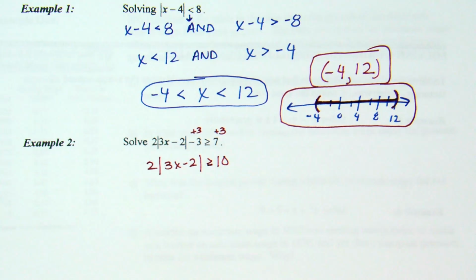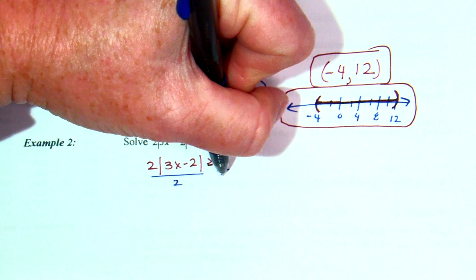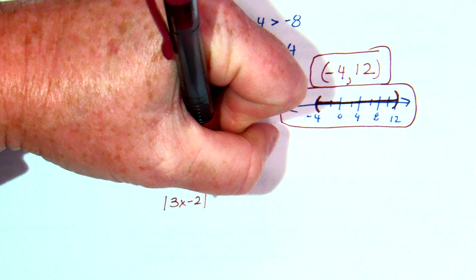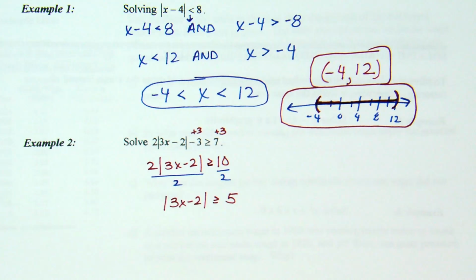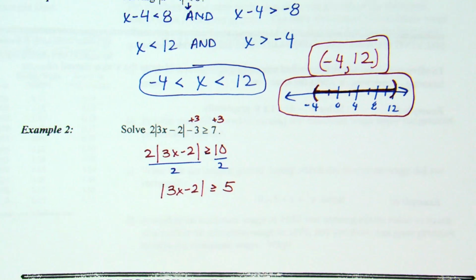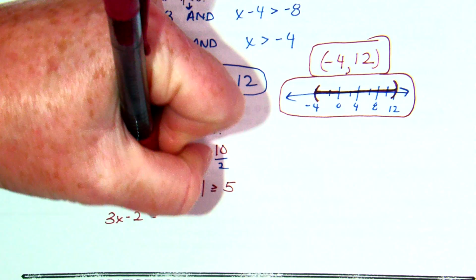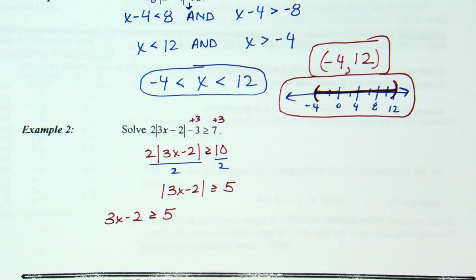Is my absolute value by itself? Not yet. What do I need to do now? Divide both sides by 2. The 2's cancel. Absolute value of 3x minus 2 is greater than or equal to 5. Now, the absolute value is isolated. So, now I'm ready for 2. The first one is always the original, the given. So 3x minus 2 greater than or equal to 5.